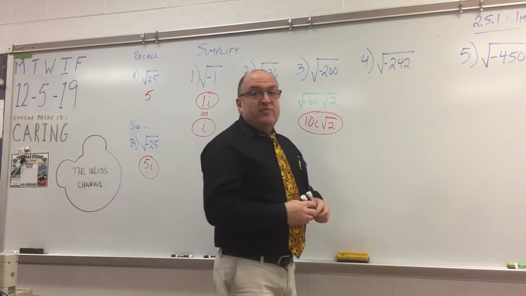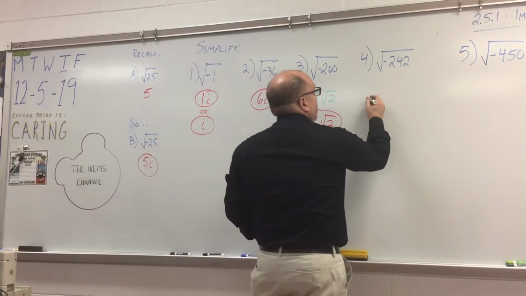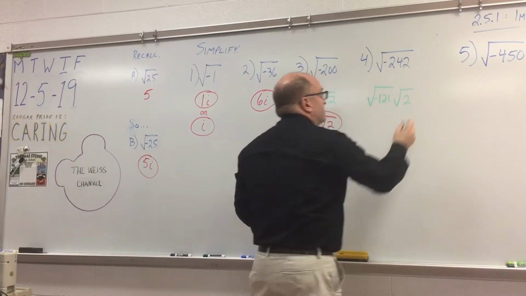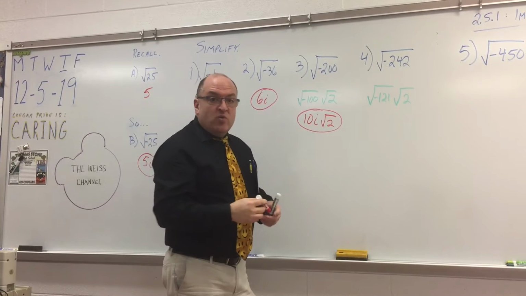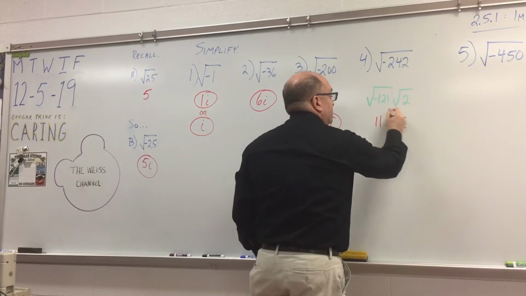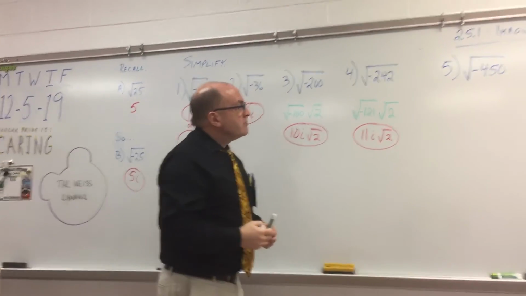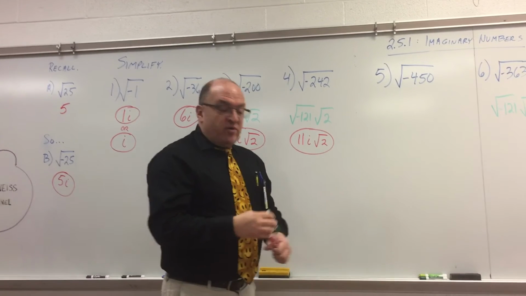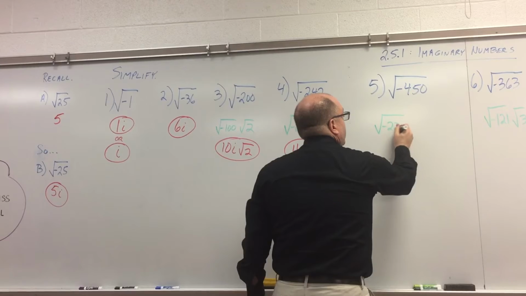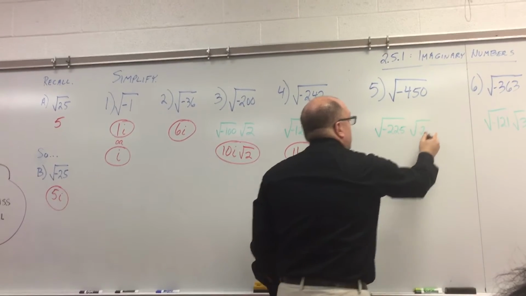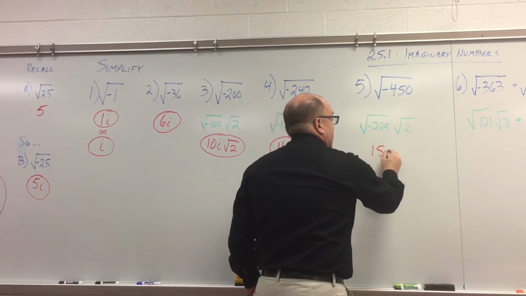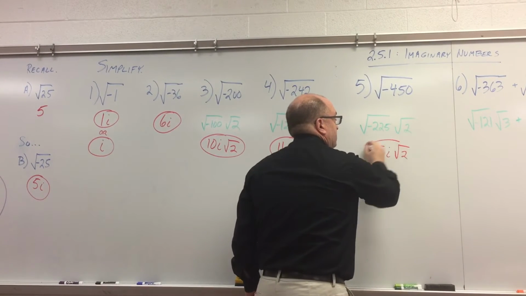Over here, square root of negative 242 is square root of negative 121 times square root of 2. Square root of negative 121 would be 11i square root of 2. Same thing, square root of negative 450. That's going to be square root of negative 225 times square root of 2. Square root of negative 225 is 15i square root of 2.